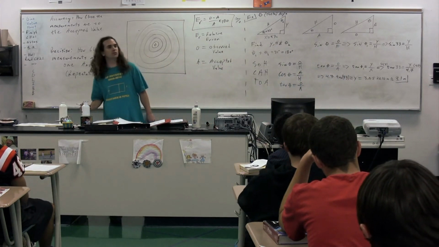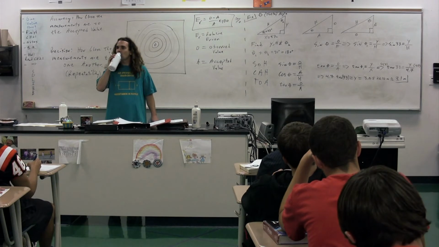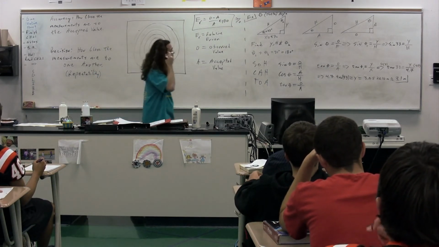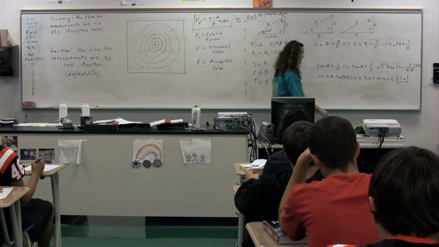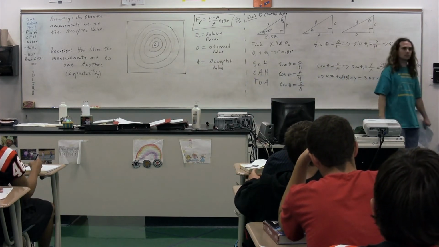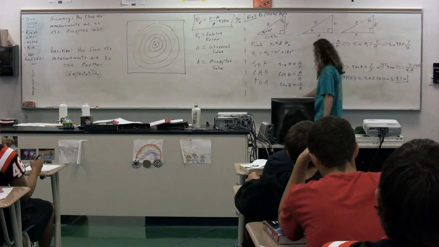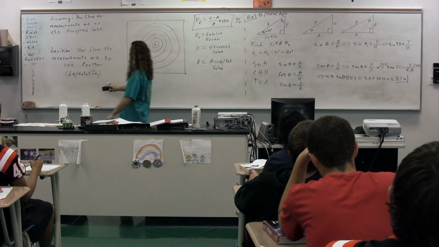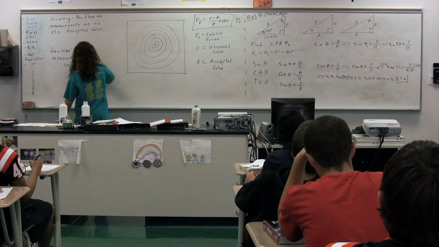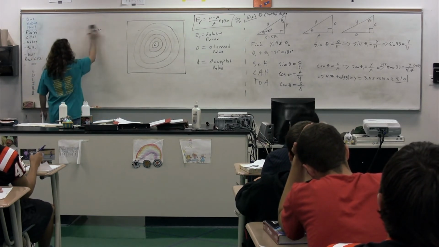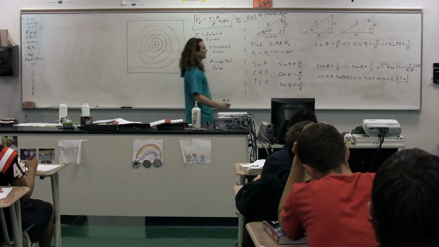What are we going to do next? We're trying to figure out the hypotenuse and theta 2. If we want to solve the hypotenuse next, I don't care what we do next. If you want to solve the hypotenuse, you use the Pythagorean theorem. What is the Pythagorean theorem? A squared plus b squared equals c squared.